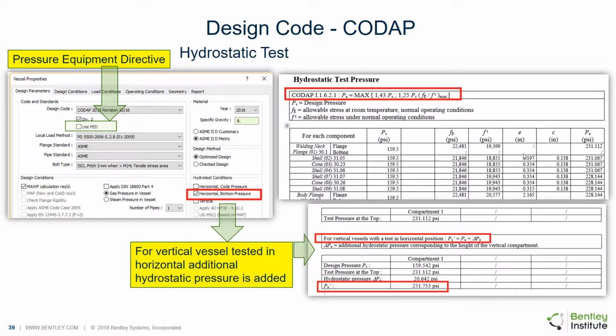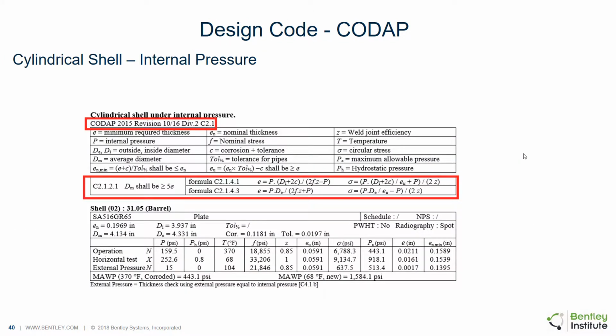Observe that the Hydrotest Conditions section offers the user the option to specify if the vertical vessel is hydrostatic tested in horizontal condition. The report takes this into consideration by applying an additional hydrostatic head, as shown in the report screenshot at bottom right. The CODAP hydrotest pressure, as shown above on top right, is the maximum value of 1.43 times design pressure or 1.25 times the product of design pressure and the ratio of the material allowable stresses at room temperature to normal operating conditions. The internal pressure calculations of the cylindrical shell are performed as per C2.1.2.1.